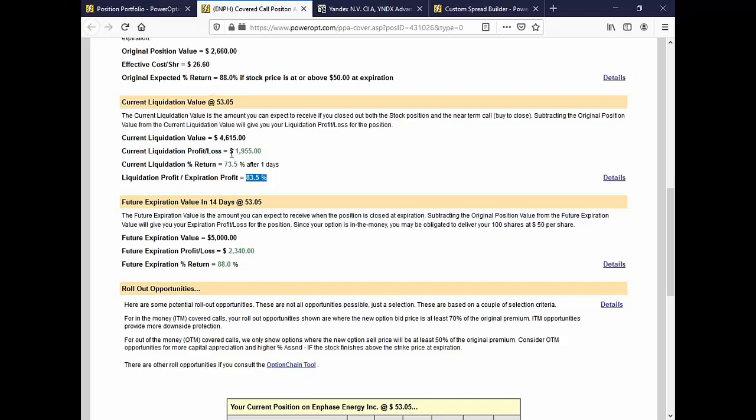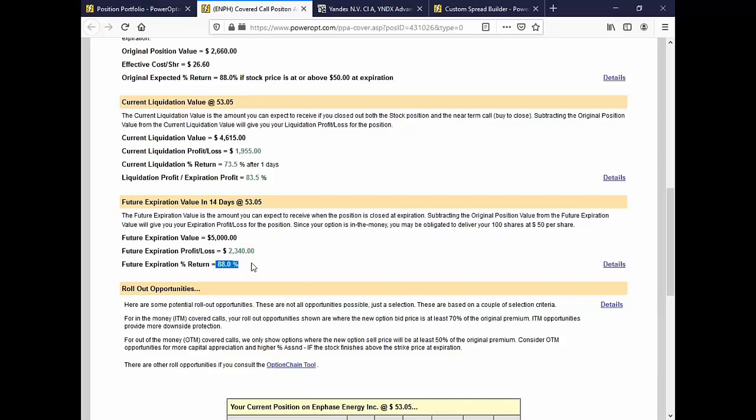What this is showing you is that your current liquidation value is 73.5%, meaning if you bought to close the call, I saw a price around 507 and sold to close the stock, you'd have a profit of 1955. 73.5% on your cost basis is 2660. Or 83.5% of the max return you expect to make in 14 days. This might fall into the 80-20 rule depending on your trading plan.